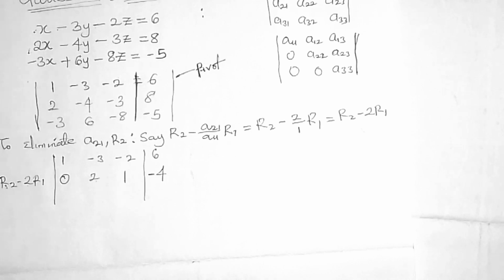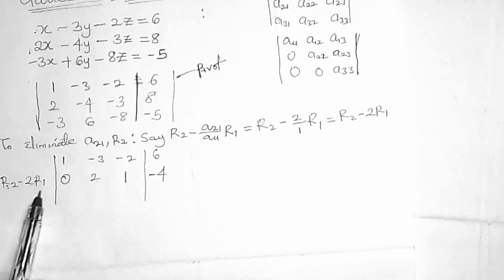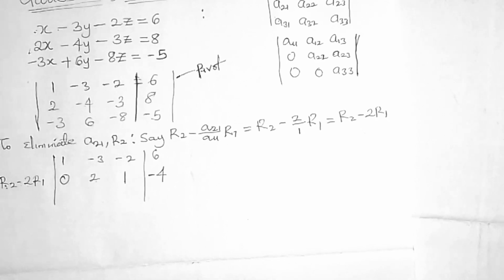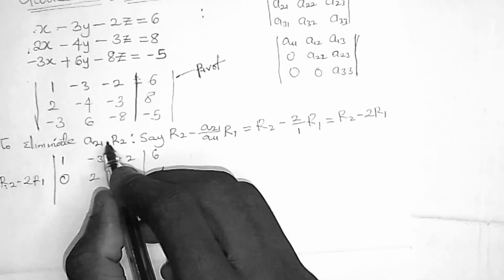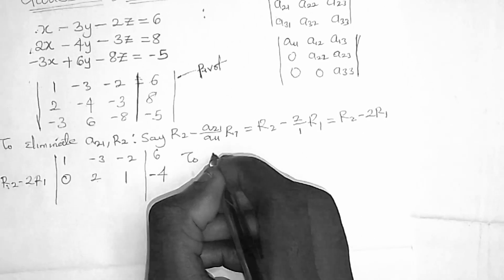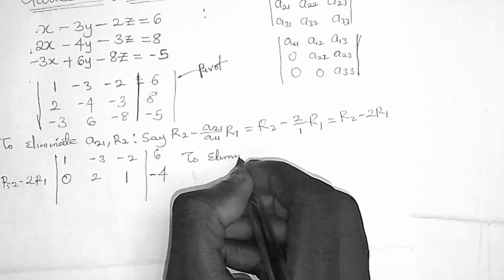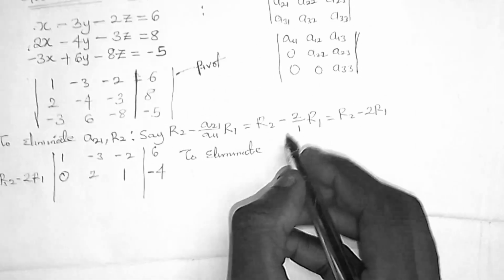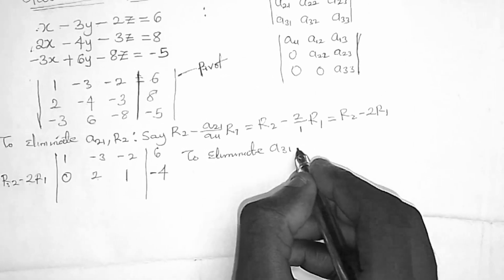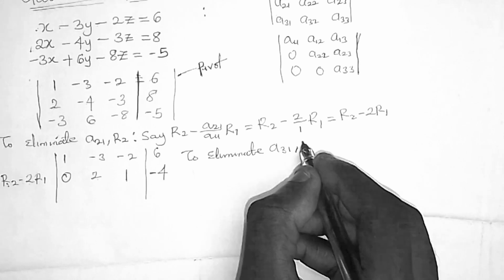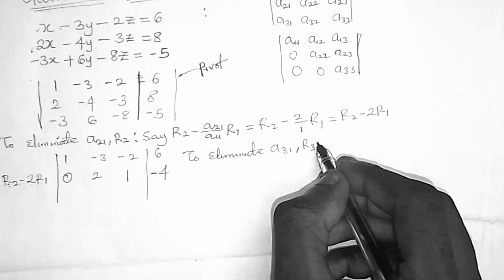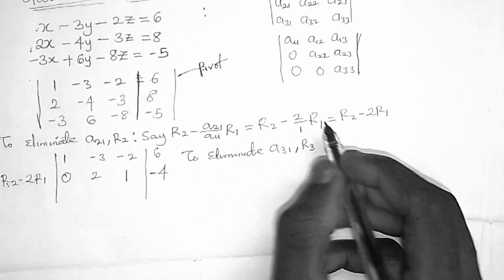Now you need to make this place become 0 also. You want this place to become 0. So how do you say that now? So let me write it here. You say to eliminate, what do you want to eliminate now? A31. To eliminate A31, which is what? Our A31 is in R3, because it is row 3. So what will you say? You should understand the formula from here already.